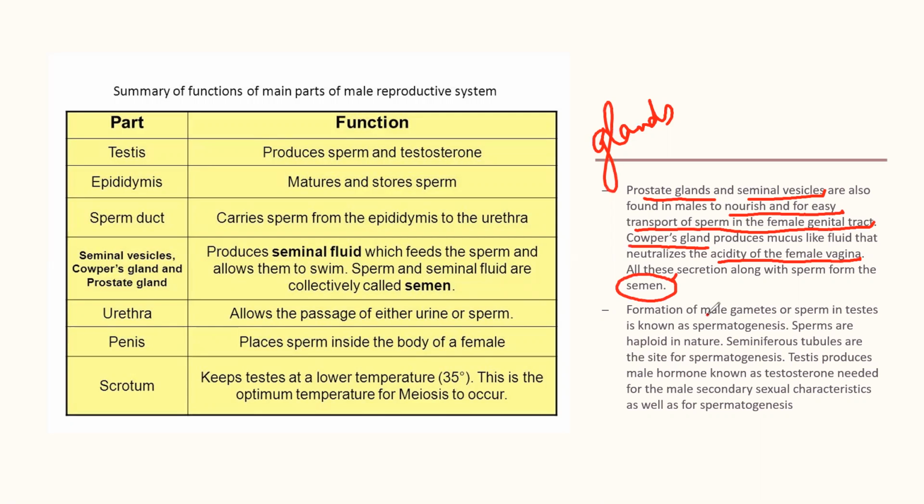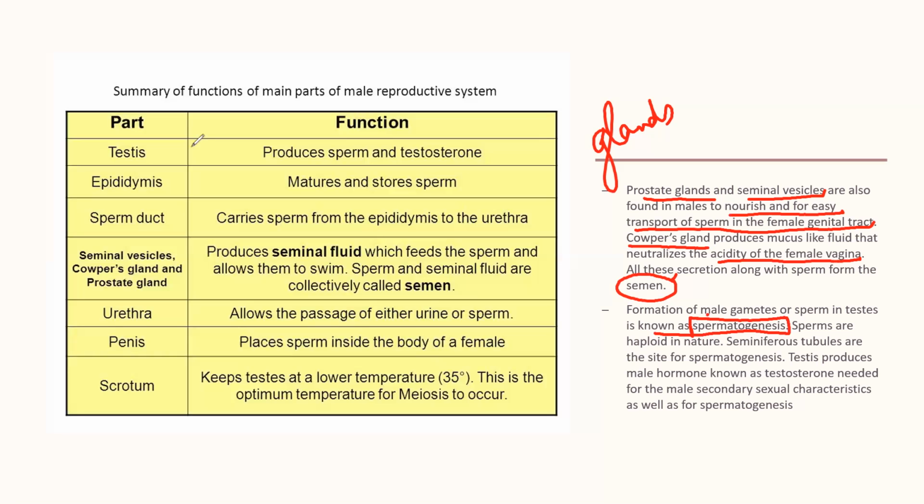Formation of male gametes or sperms in the testes is known as spermatogenesis. Spermatogenesis is a process in which male gametes or sperms are formed inside the testis. Sperms are haploid in nature. The seminiferous tubules are the site of spermatogenesis. Testes also produce the male hormone testosterone, which is needed for male secondary sexual characteristic development. Here are all the parts of the male reproductive system in summary with their functions.